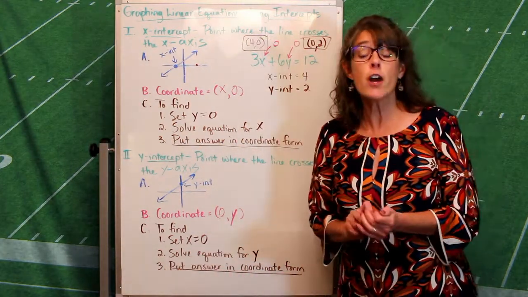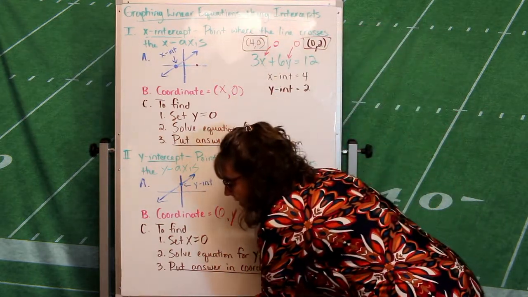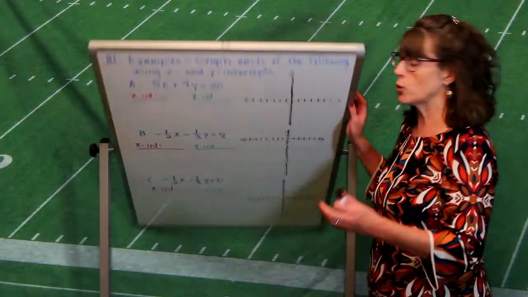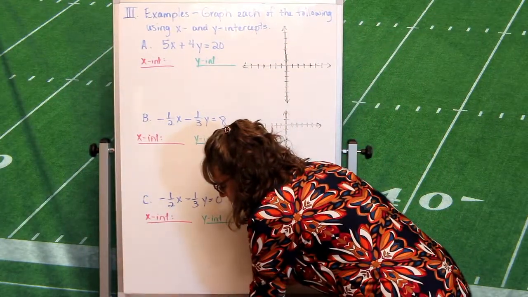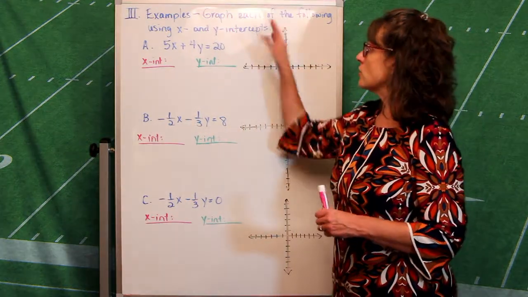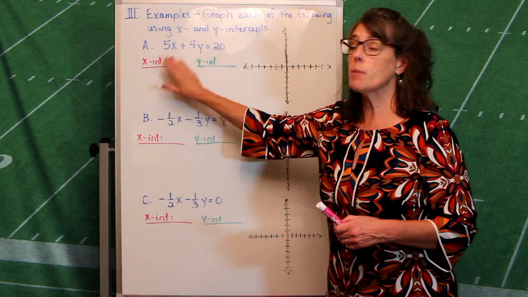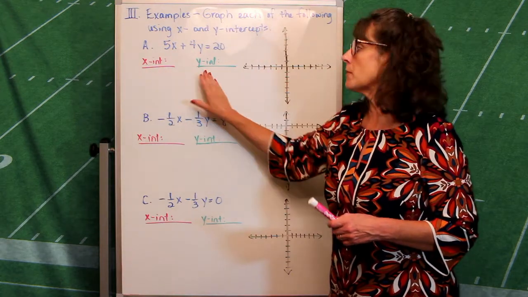So let's try a few more examples to make sure we feel really comfortable with determining these x and y intercepts and being able to graph our lines based on the x and y intercepts. So take a look at this equation here. The directions say we're going to graph each of these using the x and y intercepts. This equation, I'm going to find the x-intercept, and I'm going to find the y-intercept.